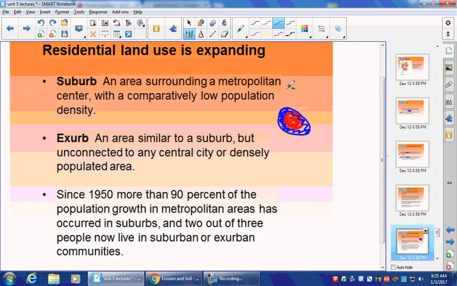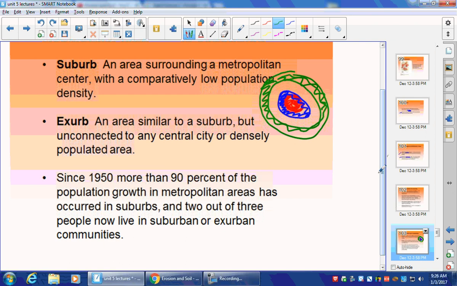But the exurb will be maybe disconnected completely. This will be your exurb out here, right? It's like living out in the sticks, out in Helotes going towards Castroville or something, right? Since 1950, more than 90% of population growth in metropolitan areas has occurred in suburbs. Very important. Let's put those two numbers together. 2 out of 3 people now live in suburban or exurban communities, so that's 66% of people living out there.